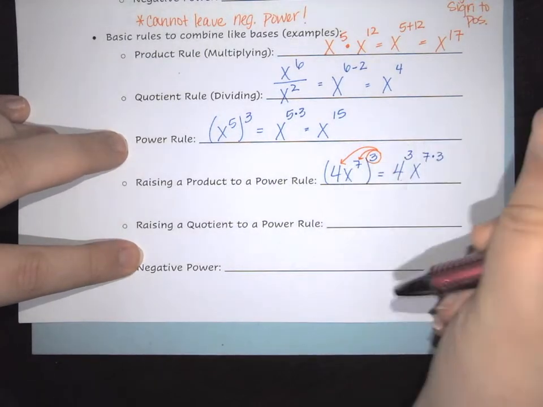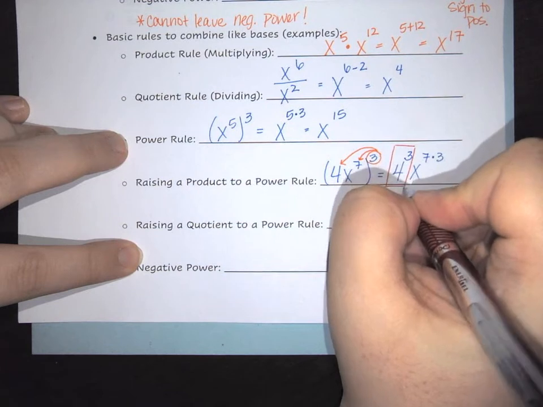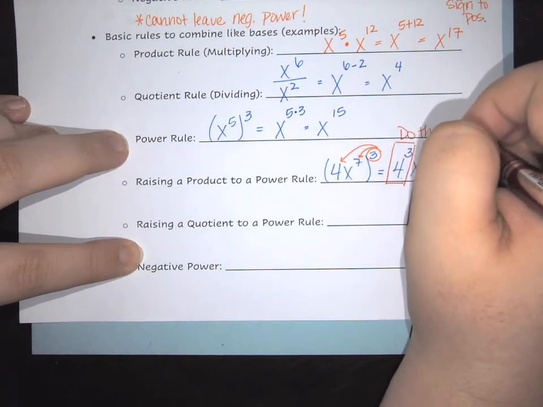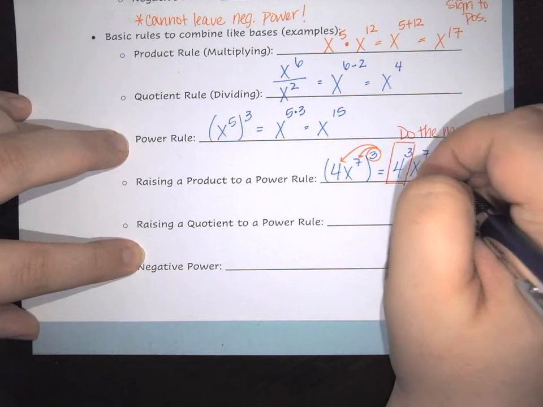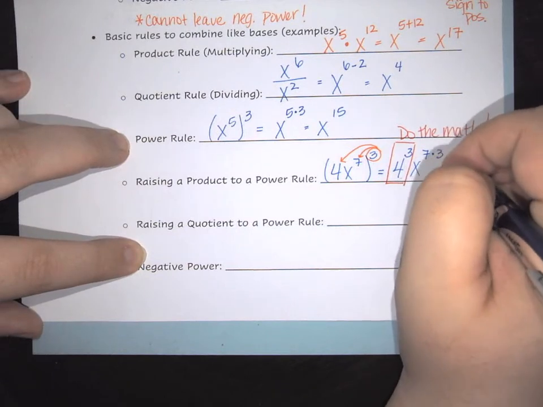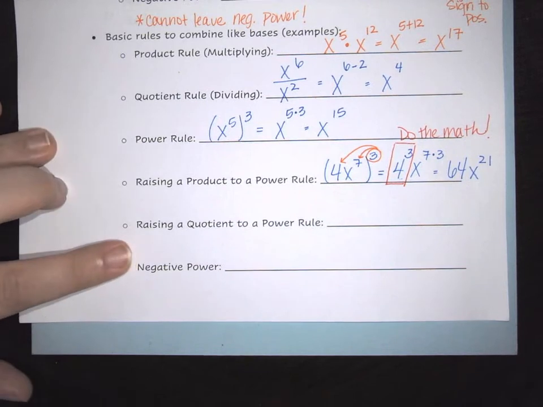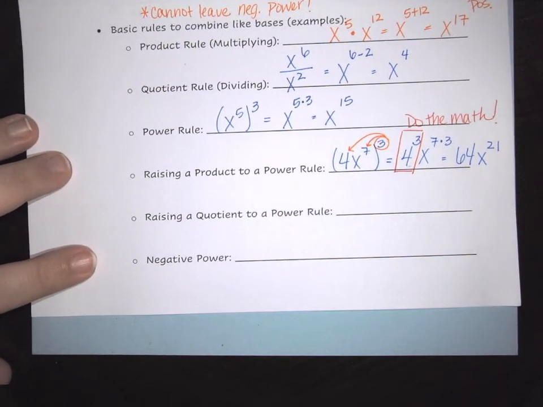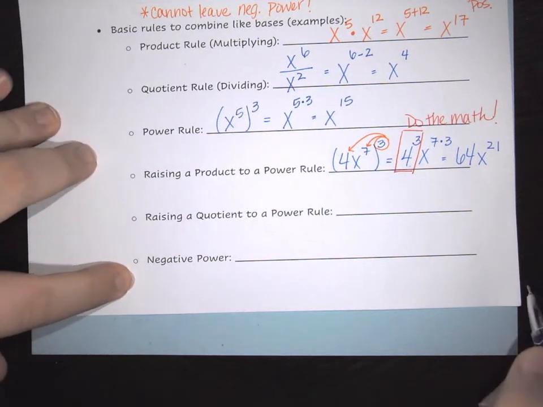So for this one here, 4 to the third, you want to do the math. So 4 to the third is going to give you 64. So this would be 64 and then x to the 21st. Okay. So when you're working these out, anywhere that you can do the math, you need to make sure that you do follow through and do the math to its completion.